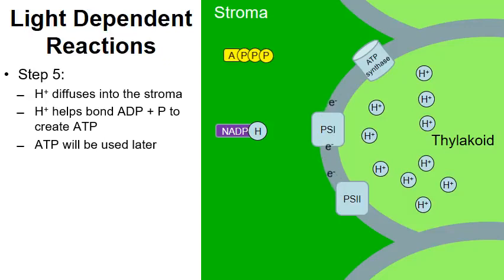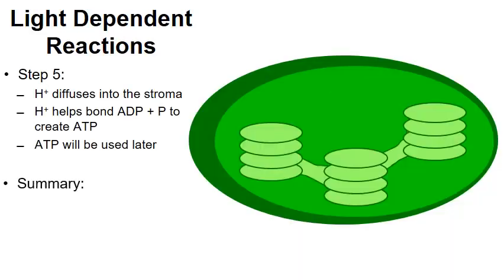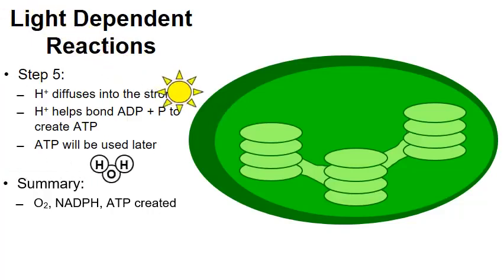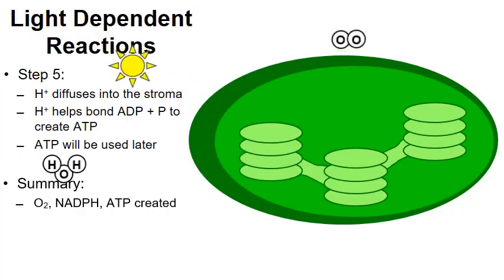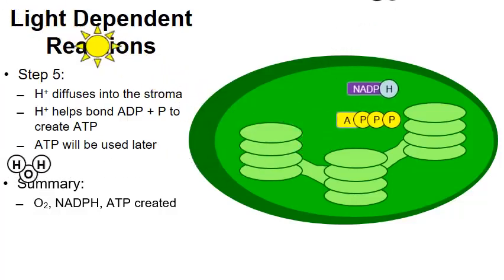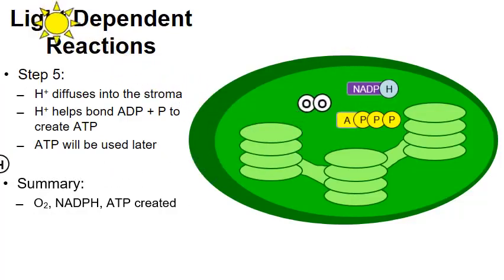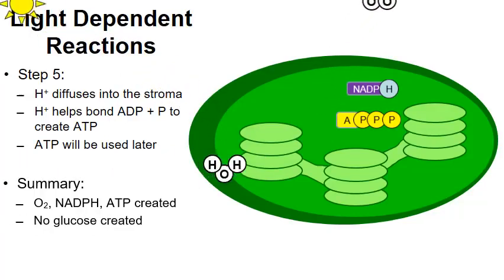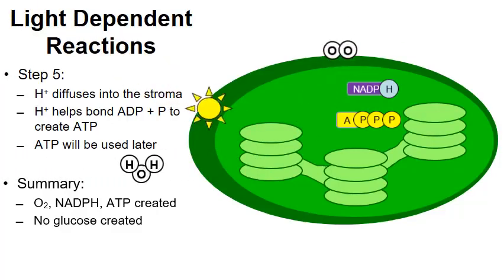This ATP, along with the NADPH, are the most important things that are created during the light-dependent reactions. We're going to see what's so important about them in just a little bit. To summarize the light-dependent reactions, oxygen, NADPH, and ATP have been created. Sunlight was taken in, water was taken in, and oxygen was released as a waste. In the light-dependent reactions, NADPH and ATP have been created. I do want to note that at this stage, no glucose has been created. So let's move on to the light-independent reactions.